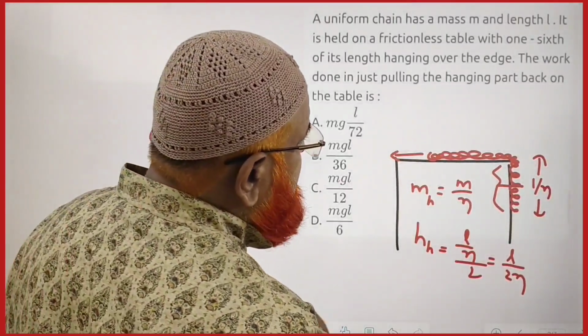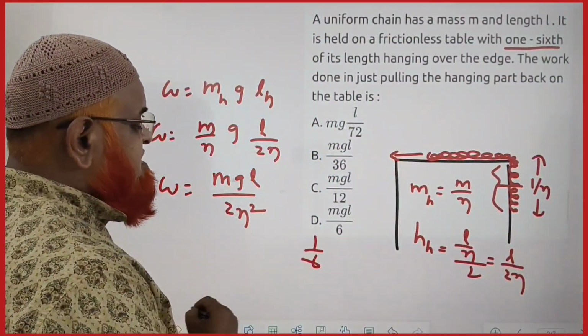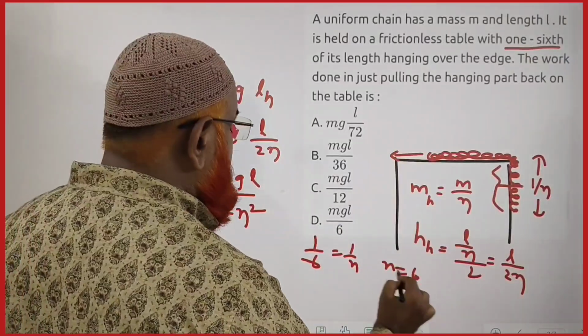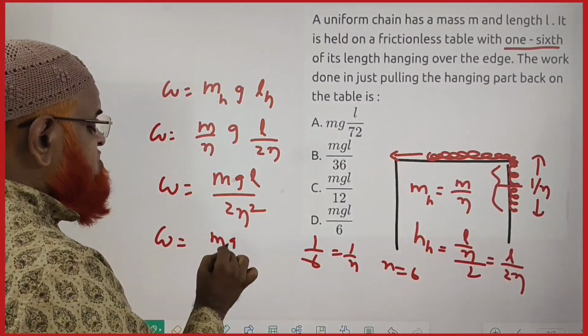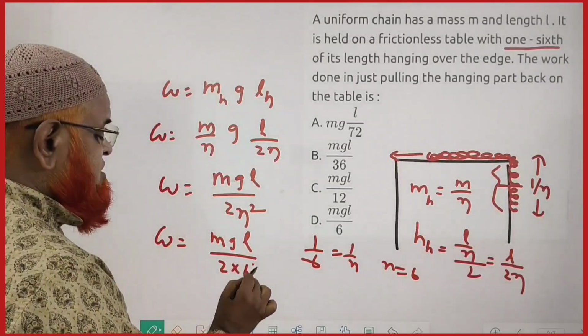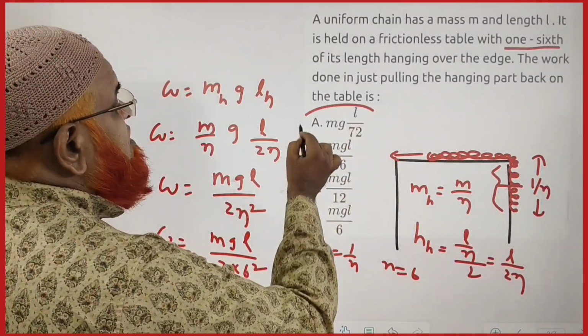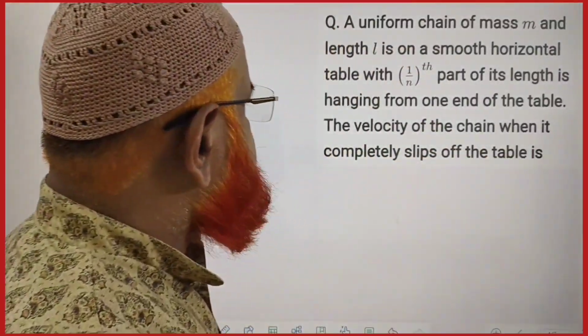So ये formula के अंदर यहाँ पर 1/6 of the part of a chain is hanging बोल के बोला. 1/6 means 1 by nth part, I told, 1 by 6 means n is equal to 6 here. So just substitute the value of n, 6 here. So we are getting mg l by 2 into 6 square. 6 square is 36 into 2, 72 is going to be your answer. So mg l by 72 is going to be your answer. Next.